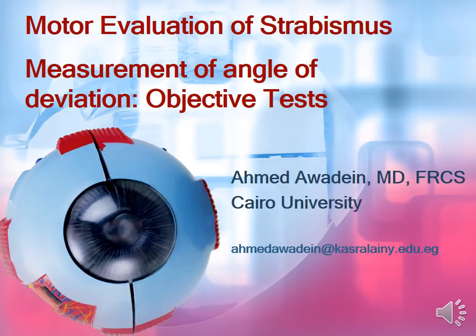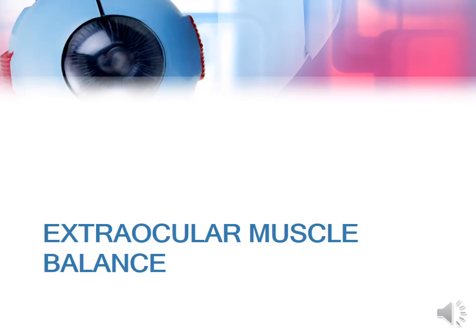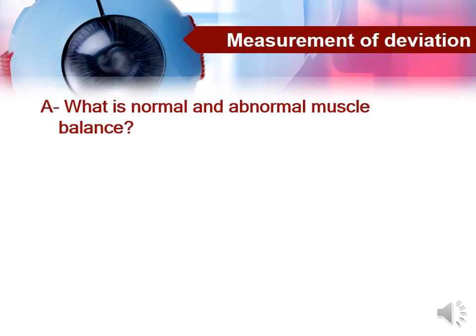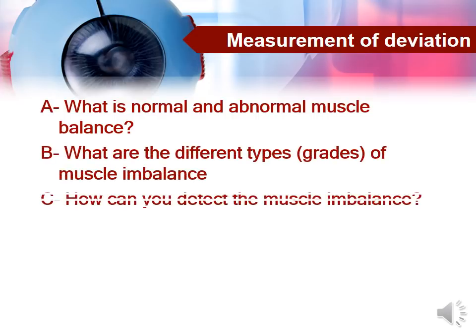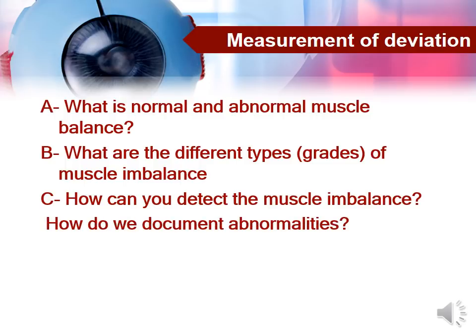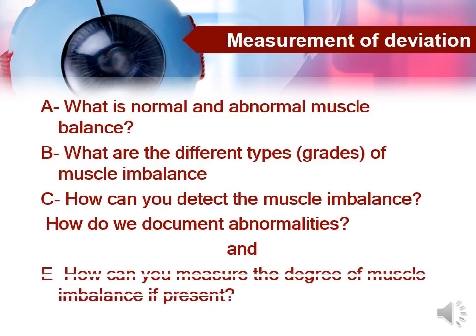Hello, the topic of this presentation will be an introduction to the measurement of angle of deviation. We already discussed in the previous presentation how to evaluate the muscle balance. We discussed what is normal and what is abnormal muscle balance, what are the grades of muscle imbalance, how we can detect muscle imbalance, how we can document these abnormalities, and the last question that we have to answer is how to measure the degree of muscle imbalance if present.